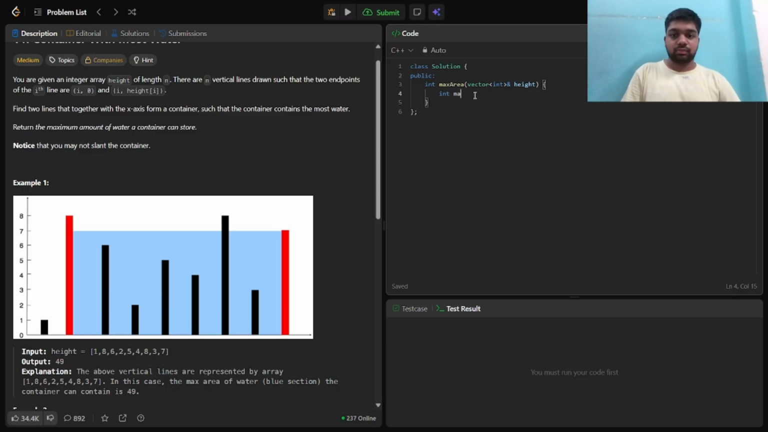So the answer, max area, is initialized to 0, the first pointer i at 0, the second pointer j at the last, which is height.size() minus 1. Now in the while loop, till i is less than j, let's find the minimum height from both.